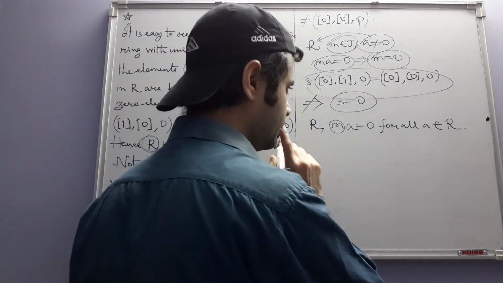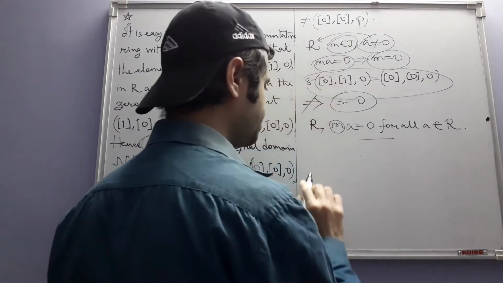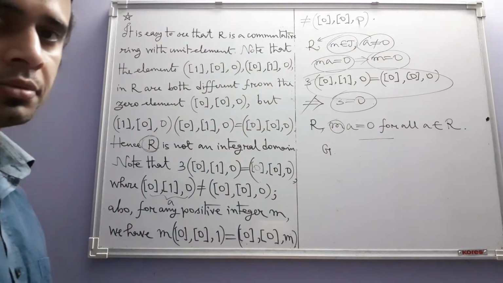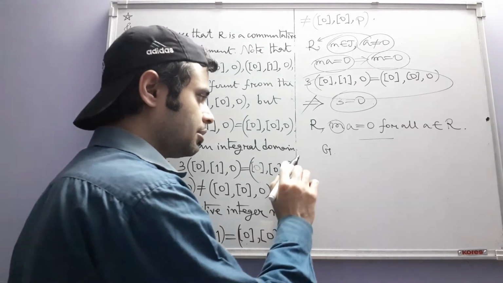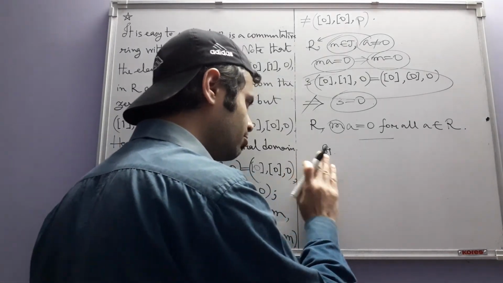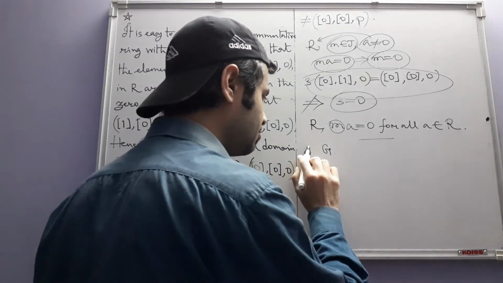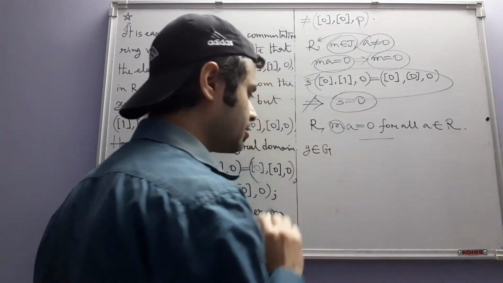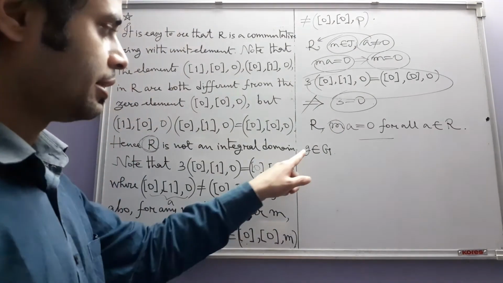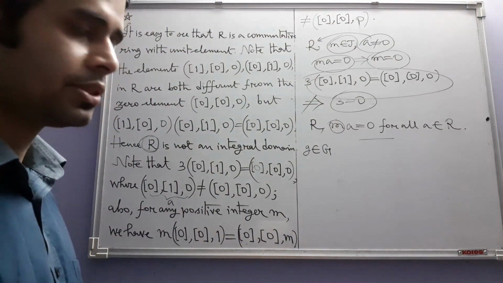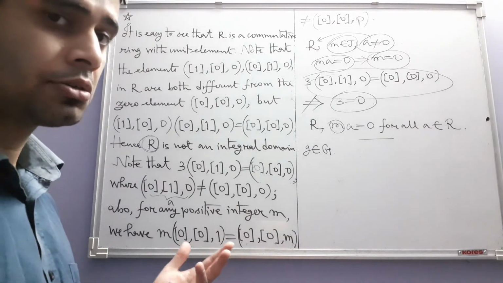For this I need to say some things. Suppose you have a group G. Now, suppose this group has a particular property. What is that property? Whenever we choose any element in the group G, then that element has finite order. If that happens, then G is said to be a torsion group.